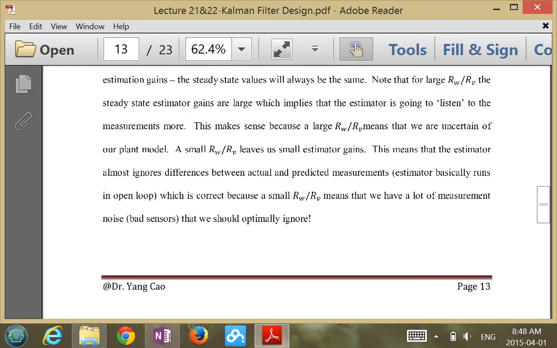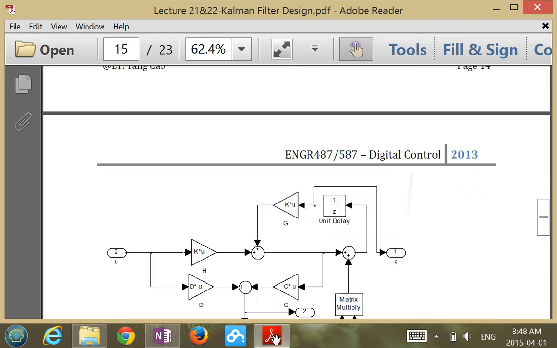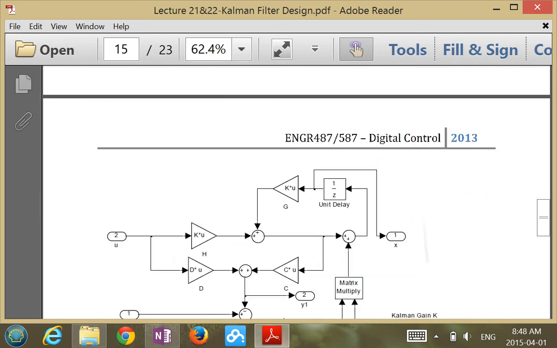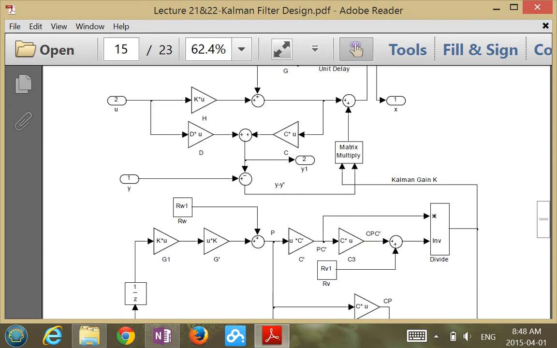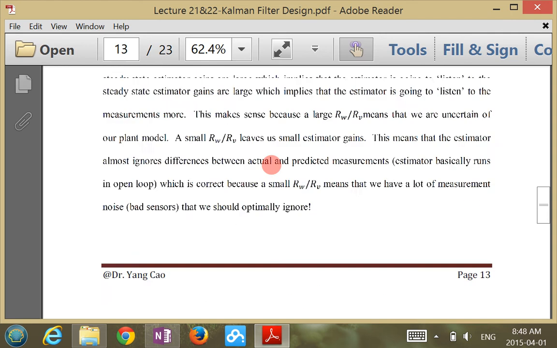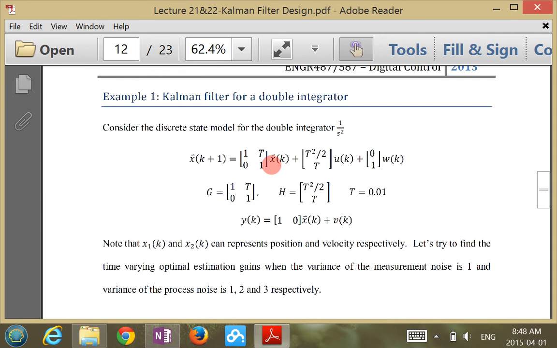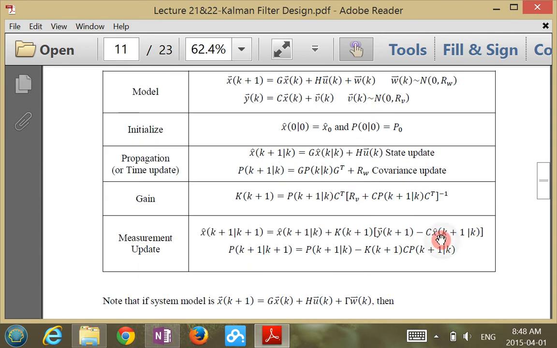Basically, this guy here, okay? And I'll show you why this is a realization of the table that you have here. It's basically a realization of this guy here.